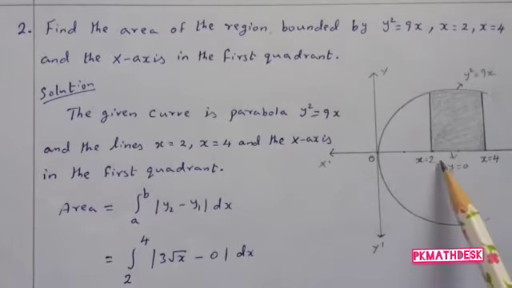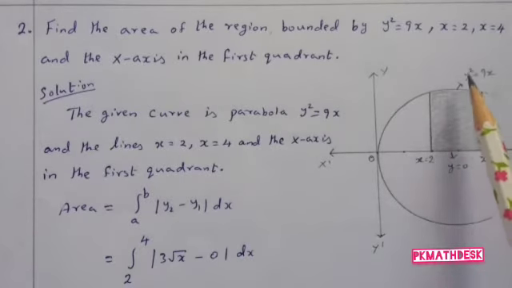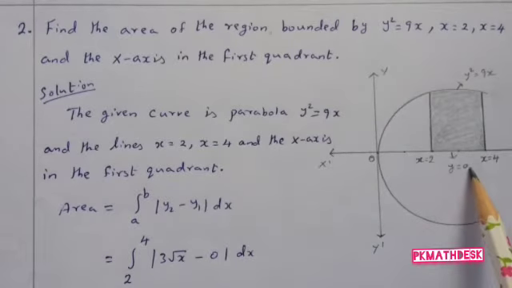This is the x-axis, y equal to 0. This is the closed region. The upper curve is y square equal to 9x. The lower curve is y equal to 0. The limit is 2 to 4.